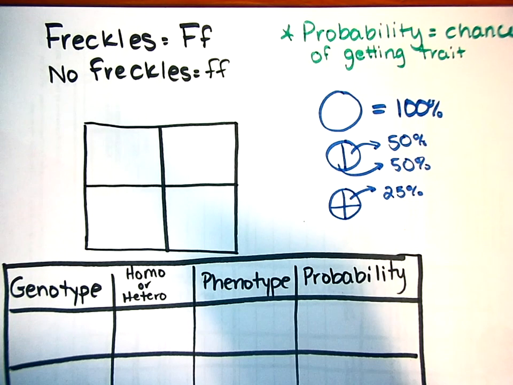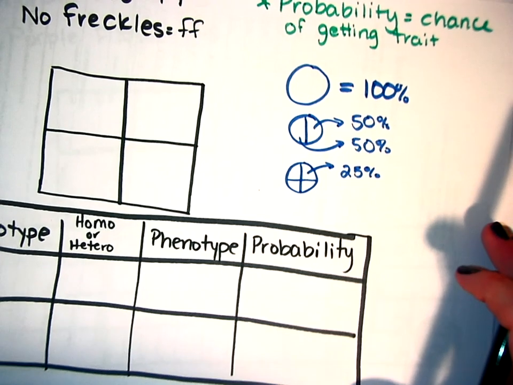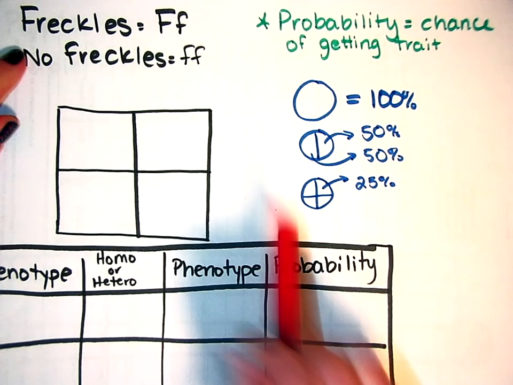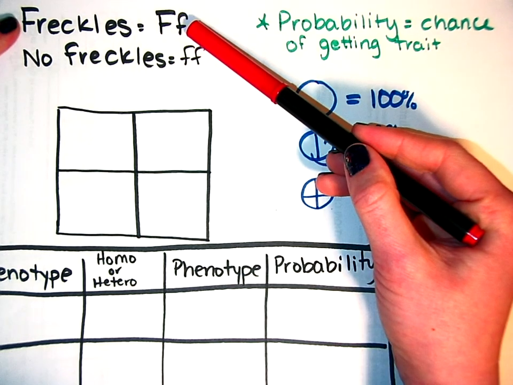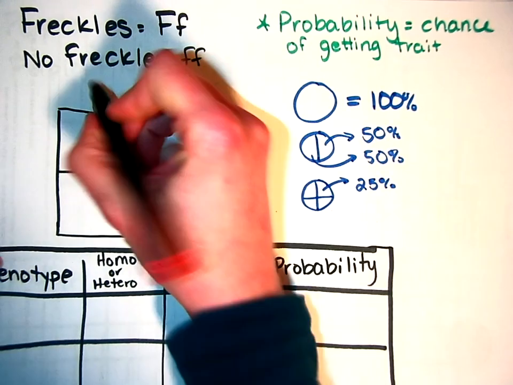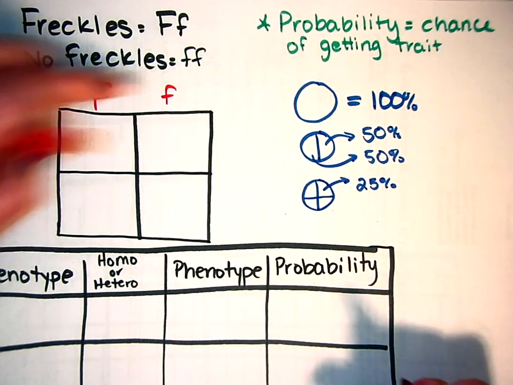So I'm using this example, which came from the notes sheet from last week. And it was freckles versus no freckles. So I said we're going to cross somebody who is heterozygous for freckles with somebody who is homozygous for no freckles. So I'll put one parent across the top. Their alleles are on the top.